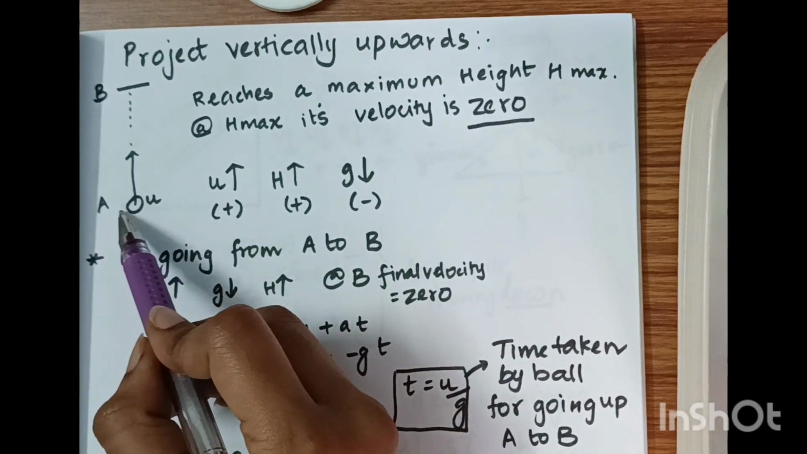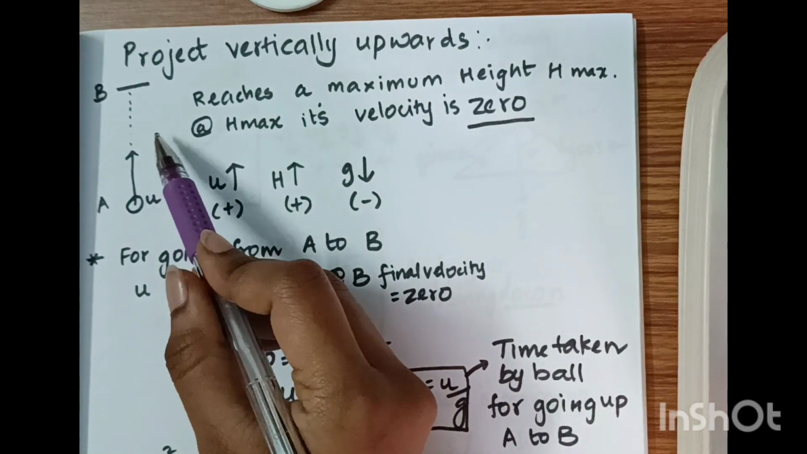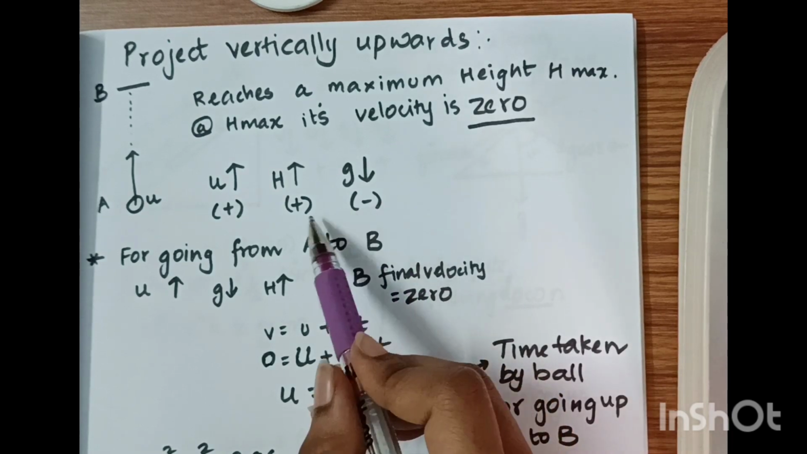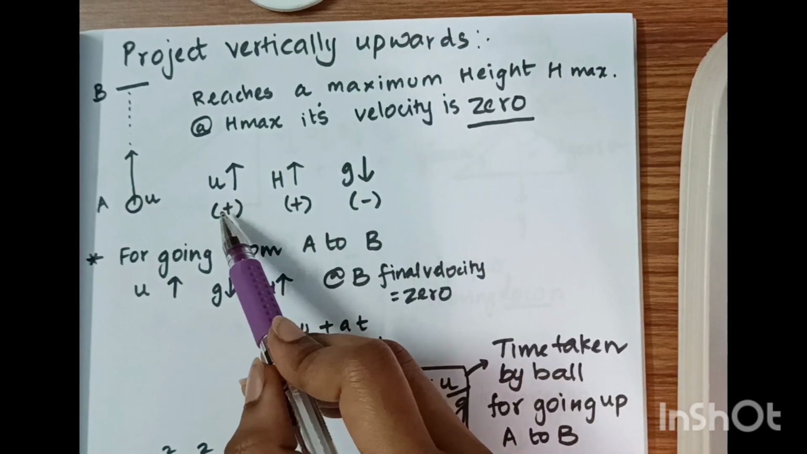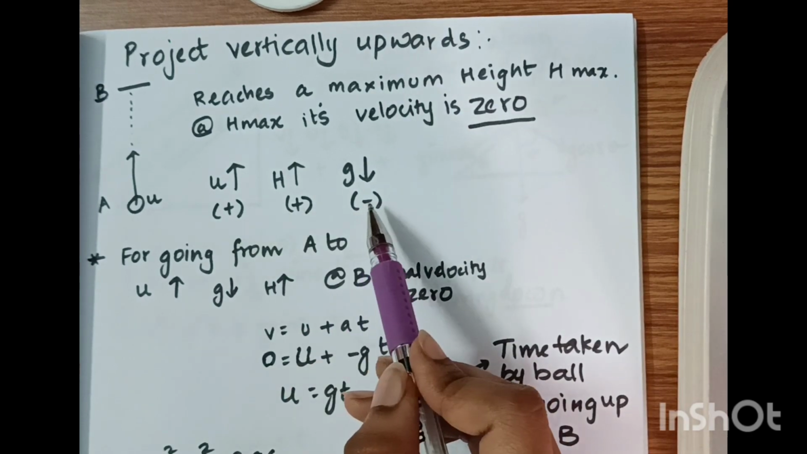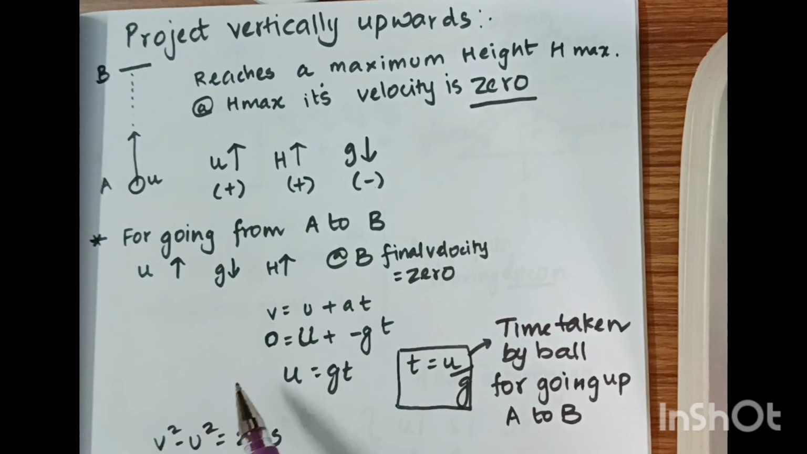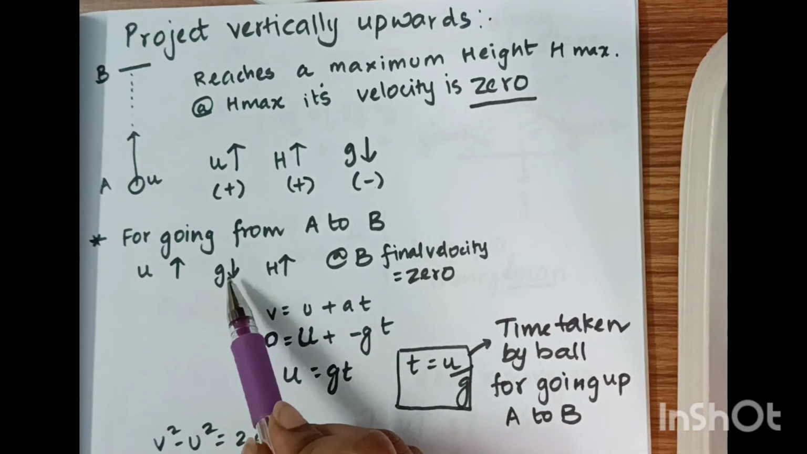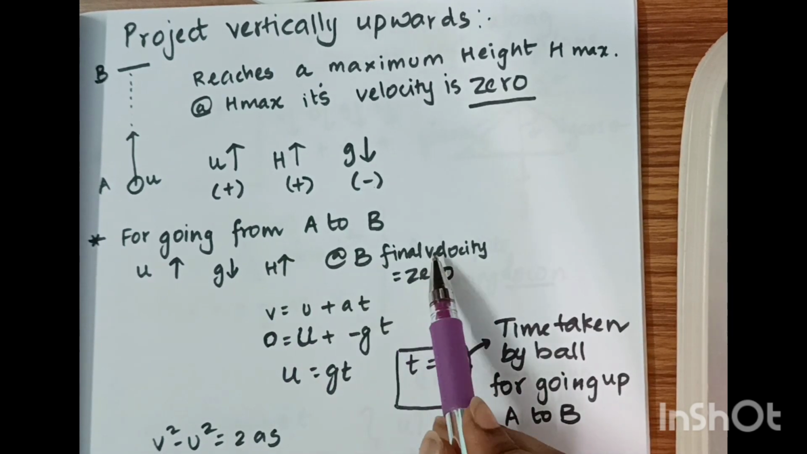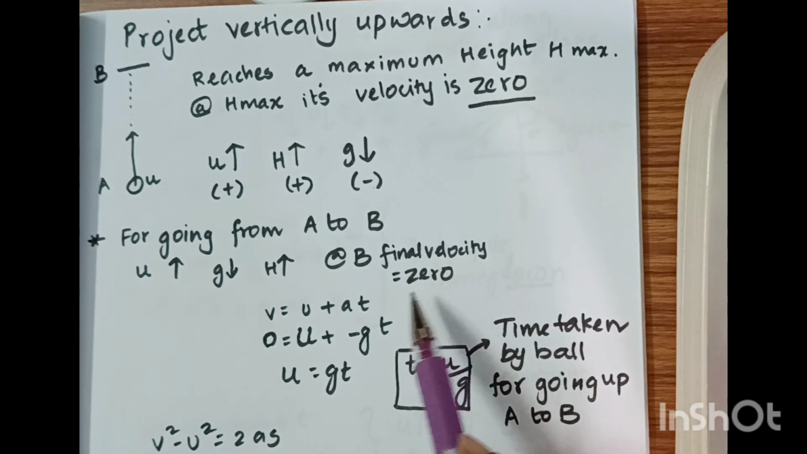When you throw the ball upwards, it will go like this. So H is also positive. But G is directed downwards, so we are taking it as negative. This sign convention we can even change: these two can be minus if it is plus, and these two are plus if it is minus. Next, for going from A to B, U is in this direction, G is in this direction, H is in this direction. At B we have to understand its velocity is 0.